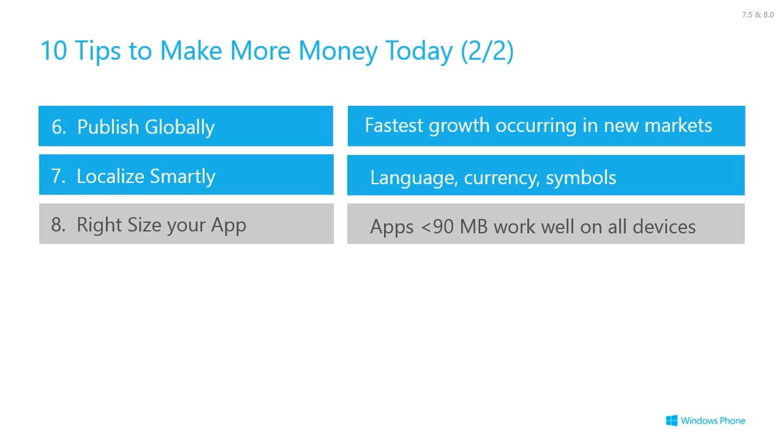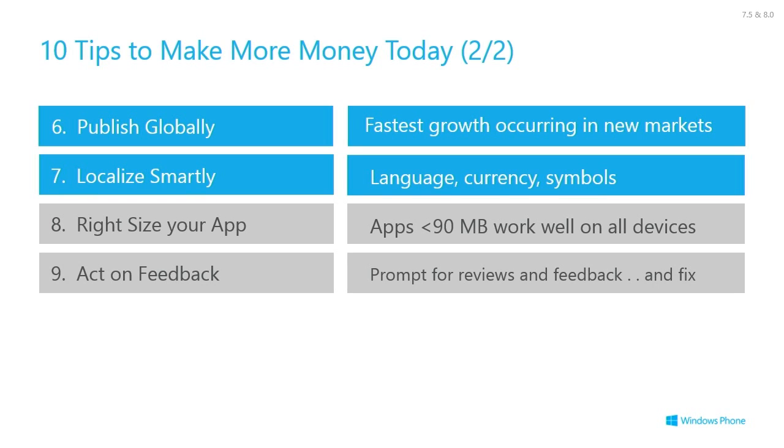Right size your app. 90 megs for 7.1, and it's 150 for Windows Phone 8 applications. Act on feedback. This is really important. I'd really highly advise you to, on your About page, put some kind of a contact us link, so you could actually fire up the email launcher task. So give people a chance to email you and give you feedback, because you don't want to have bad reviews. Bad reviews is what kills your app.